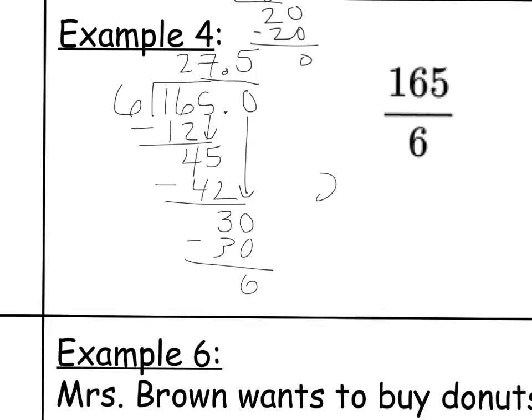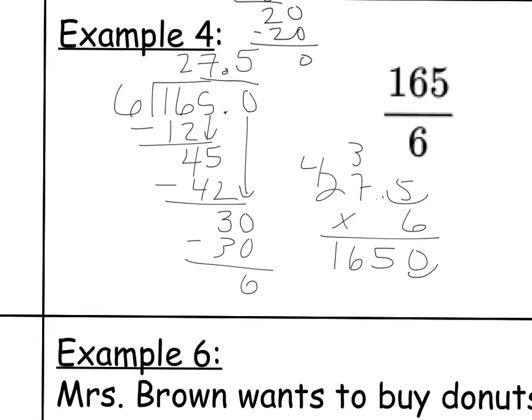Again, if I wanted to check this, 27 and 5/10 times 6, I would get 165. Carry the 3, that's 45. Carry the 4. 2 times 6 is 12, plus the 4 is 16. One place value in my top number, and I get 165, which is my dividend. So it checks. Okay.